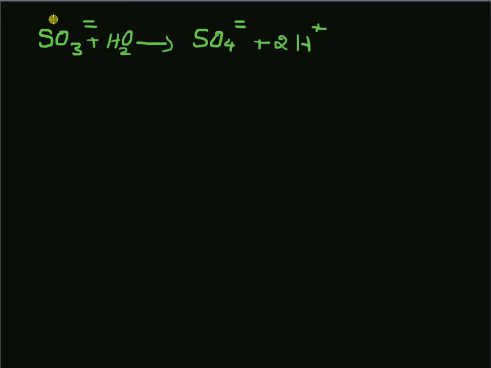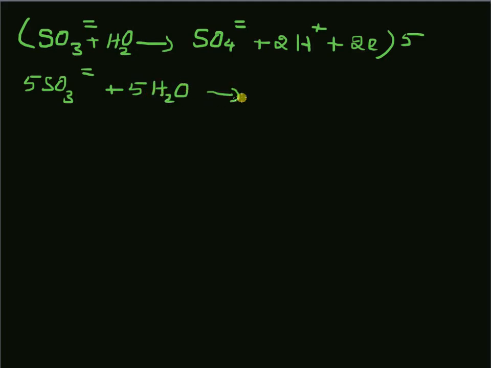What about the charges now? 2 negative, 2 negative. Okay. Now, here you have introduced 2 positive charges. To cancel, you have introduced 2 electrons. Multiply this by 5. So, we get 5 SO3 2- plus 5 H2O, giving 5 SO4 2- plus 10 H+.